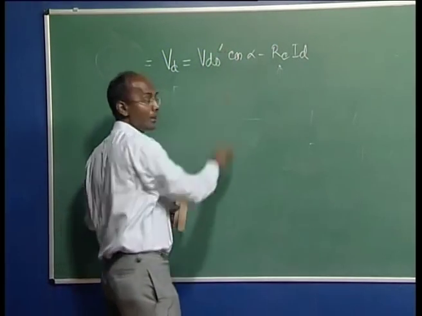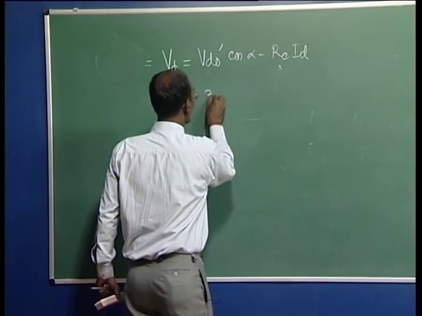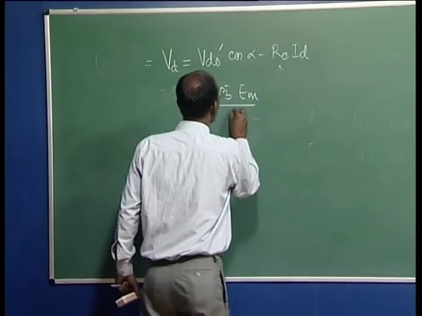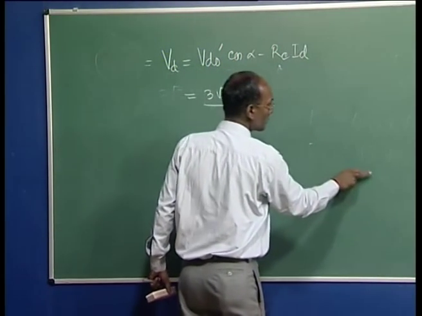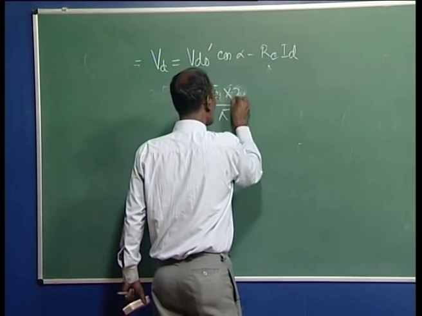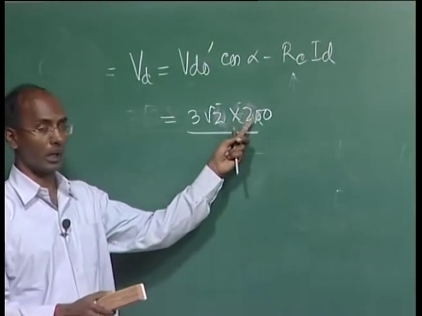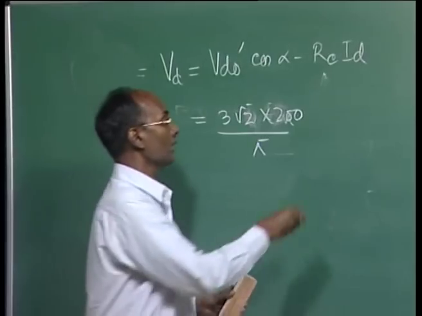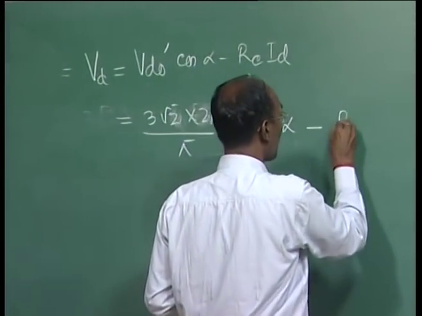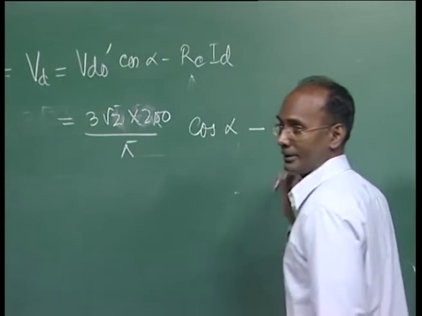to change, that I can say VD prime, and this prime corresponds to 3 under root 3 EM by pi, and this EM we used here, that we are going to use here, this will be under root 2 into 200 kilovolt. Just previously we used 400, now it is 200, and again your cos alpha, that is 15 degree, your RC we calculated, it is not going to change, here ID is also same.